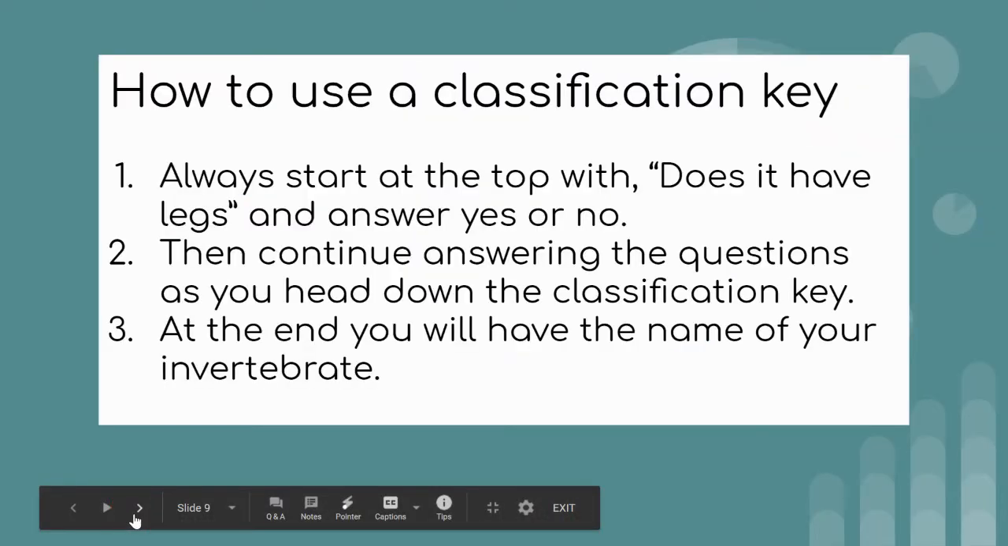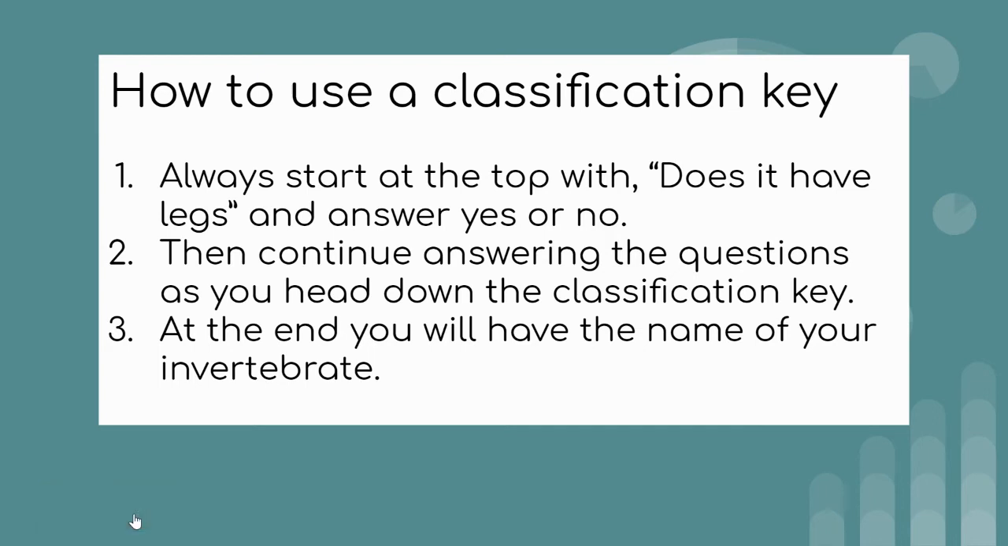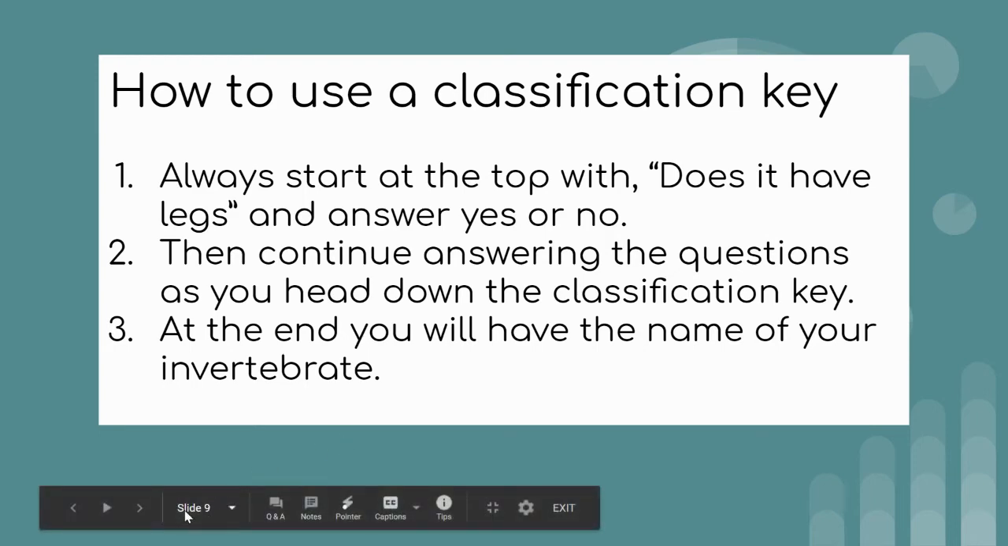So how are you going to use the classification keys today? You're going to always start at the top with, does it have legs? And then answer yes or no. You're going to continue answering the questions as you head down the classification key. At the end, you will have the name of your invertebrate.